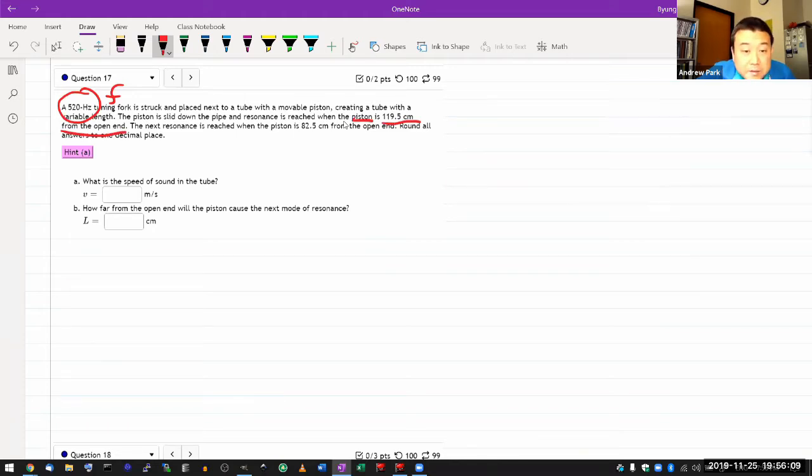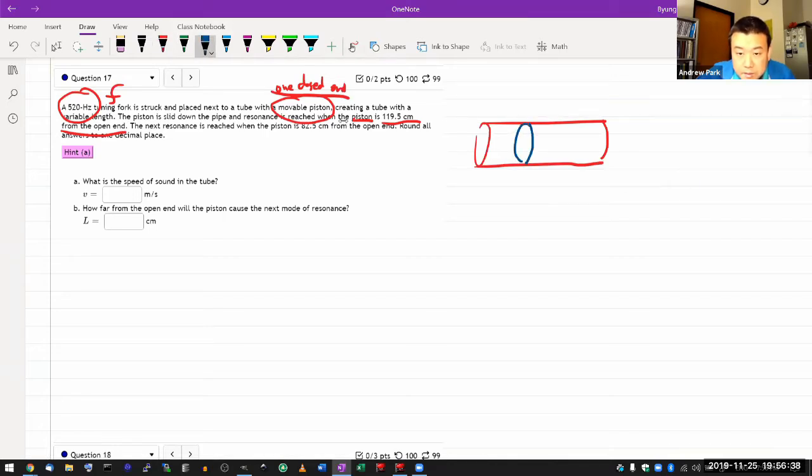So I guess it technically doesn't say, but I think the movable piston makes for one closed end. The tube literally starts out being open at both ends, and one end becomes closed because we put in the piston. I think that's what it's describing here. So with that understanding, I have one end which is closed because of the piston, and this end here is actually open. This is the open end.